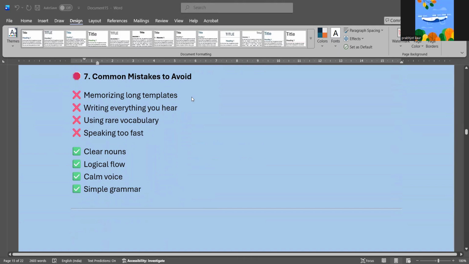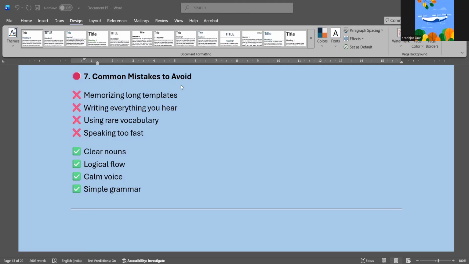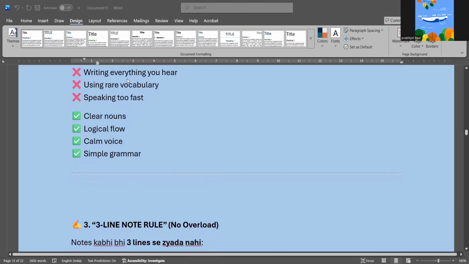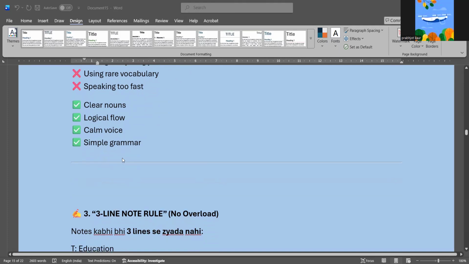Don't memorize long templates. You should avoid writing everything you hear, using rare vocabulary, and speaking too fast. These are the common mistakes you should avoid, and instead focus on clear nouns, logical flow, a calm voice, and simple grammar.